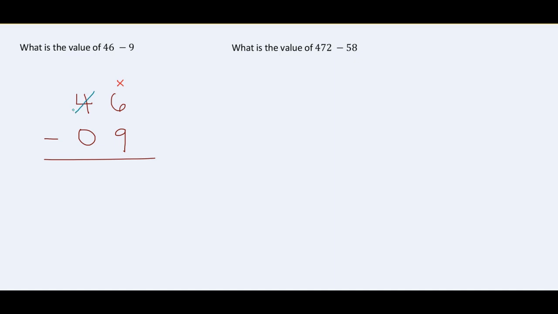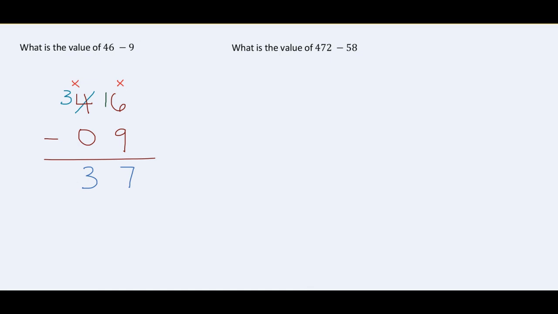So we take 1 from the neighbor and he's left with 3. And the one that we borrowed from our neighbor, we bring it over here and it becomes 16. So we add 10 to 6, so that becomes 16. So now we have 16 minus 9, and that will give us 7. Now we go over to the left hand side. Instead of 4, we now have 3. 3 minus 0, we have 3.